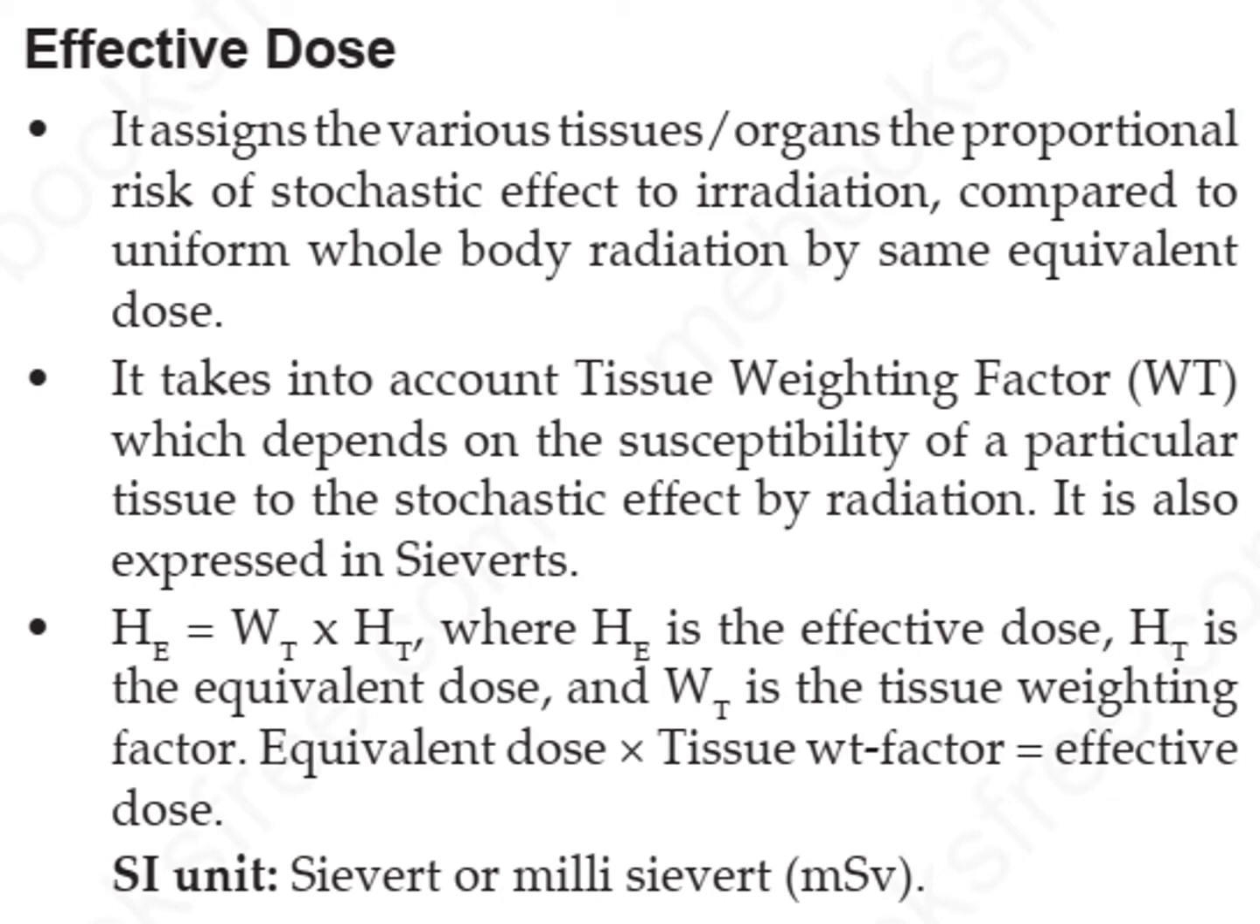Effective dose assigns the various tissues and organs the proportional risk of stochastic effect of irradiation compared to uniform whole body radiation by the same equivalent dose. It takes into account the tissue weighting factor, which depends on the susceptibility of a particular tissue to the stochastic effect of radiation. It is also expressed in sieverts. So, effective dose equals equivalent dose multiplied by tissue weighting factor. SI unit: sievert or millisievert.